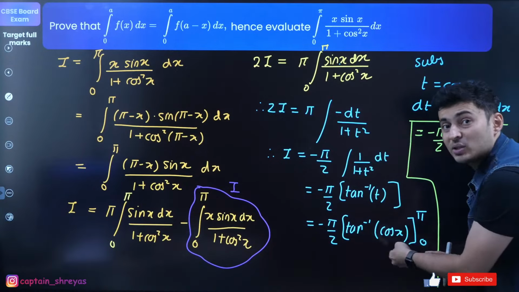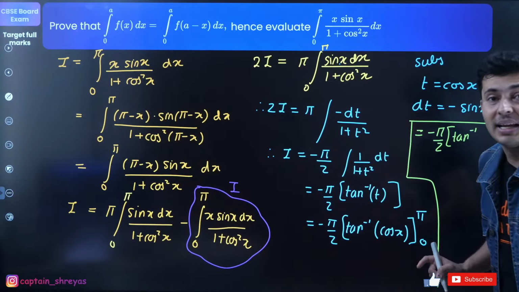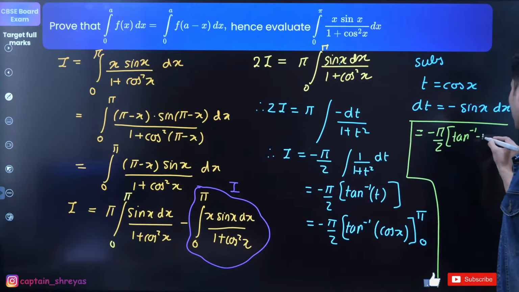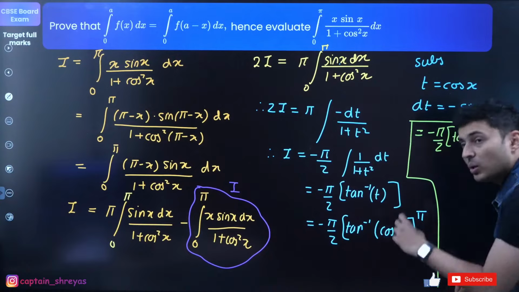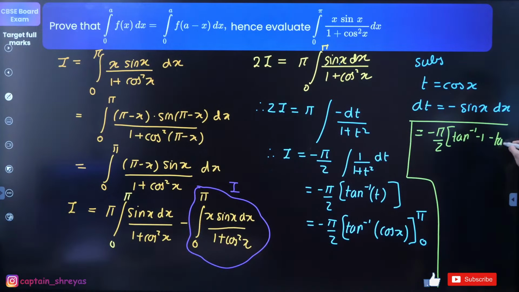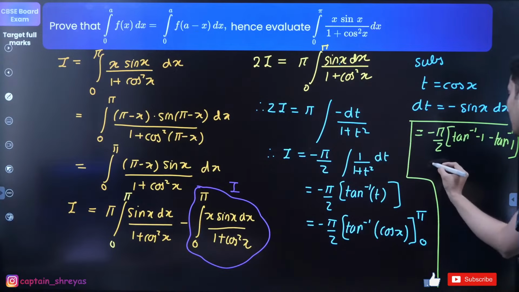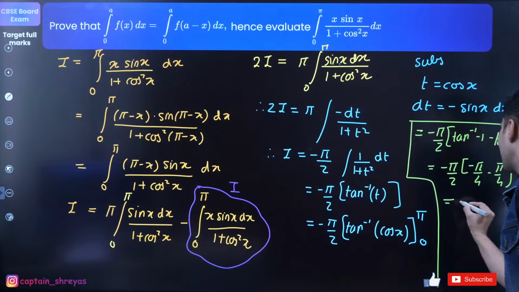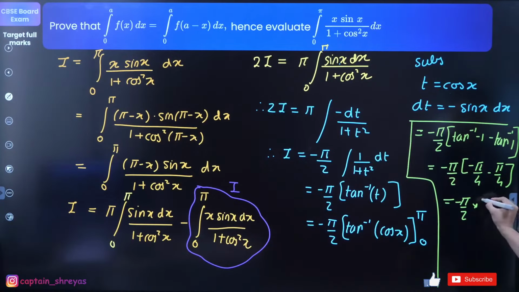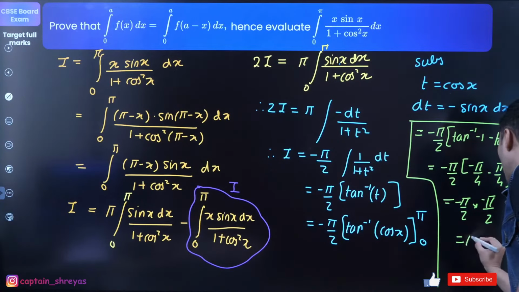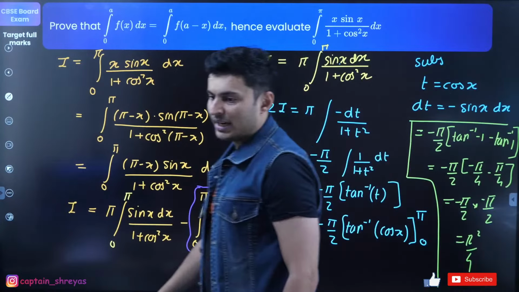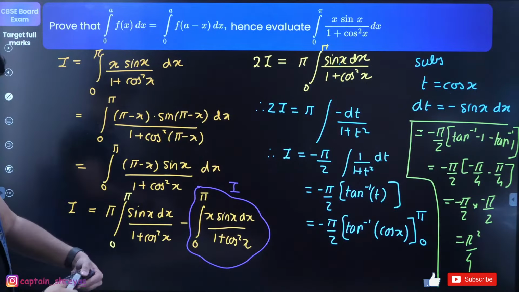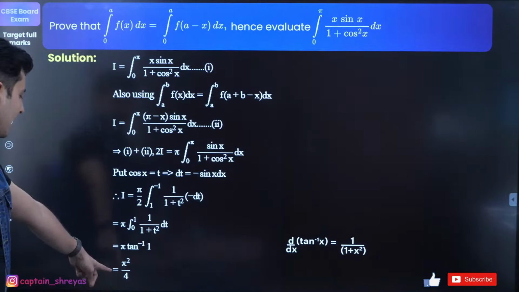If you put cos pi, what is cos pi? It is basically minus 1. So tan inverse of minus 1, minus, if you put 0, cos 0 is 1, so tan inverse of 1. That is what you get. So this will become minus pi by 2 times minus pi by 4 minus pi by 4, which is basically minus pi by 2 into minus pi by 2. So this will become pi square by 4. Just check this out. Pi square by 4 should be the answer. Yes, pi square by 4 is the answer.